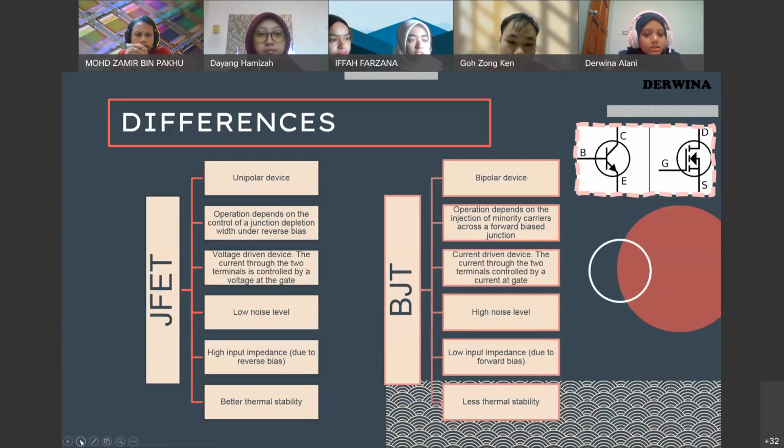Since JFET is a voltage-driven device, the current going through the two terminals is controlled by a voltage at the gate. BJT is a current-driven device, where the current going through the two terminals is controlled by a current at the gate. JFET has a low noise level, but BJT has a high noise level. JFET has a high input impedance, which is due to the reverse bias, and BJT has a low input impedance due to the forward bias. JFET also has better thermal stability, and BJT has less thermal stability.